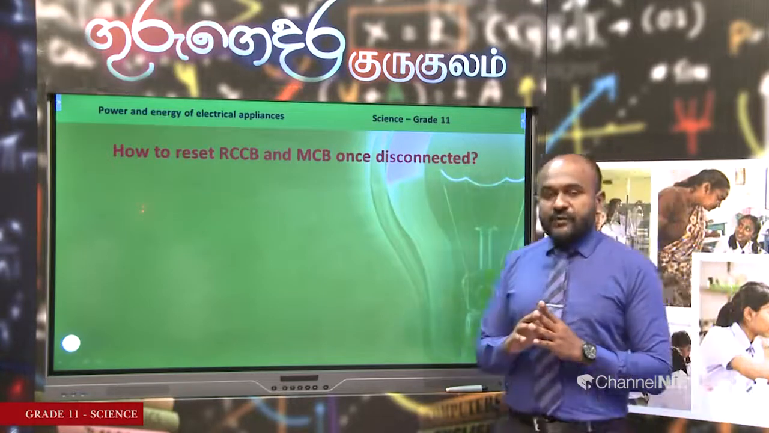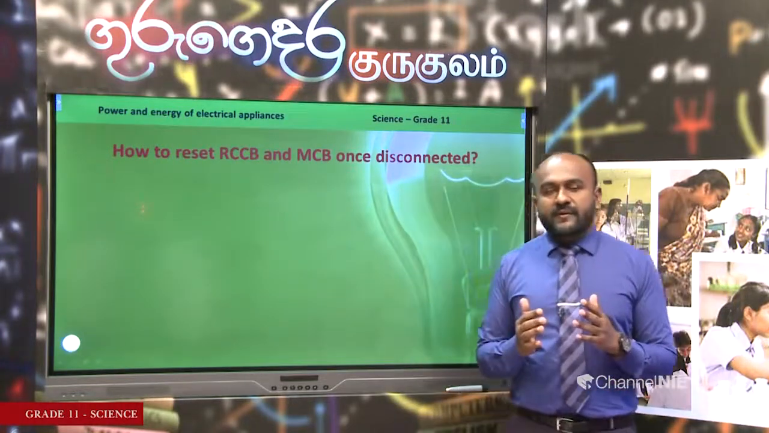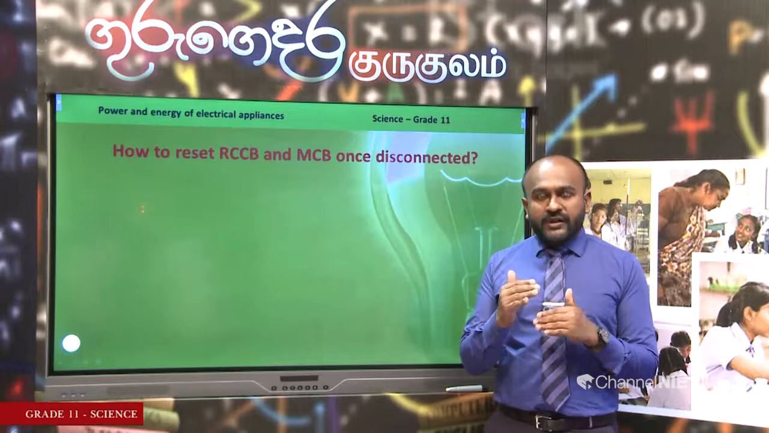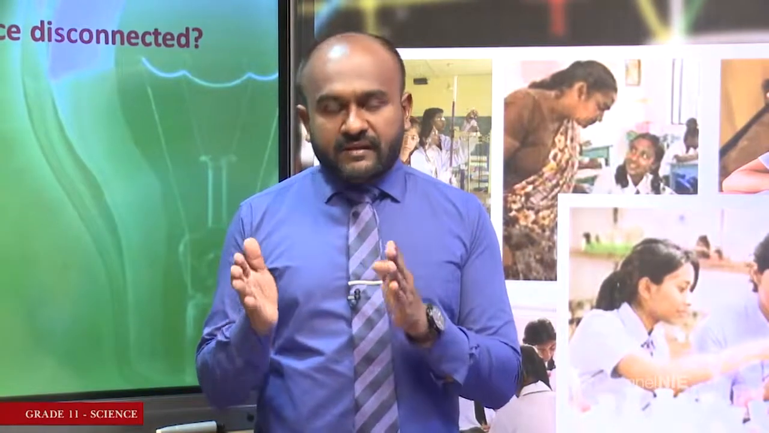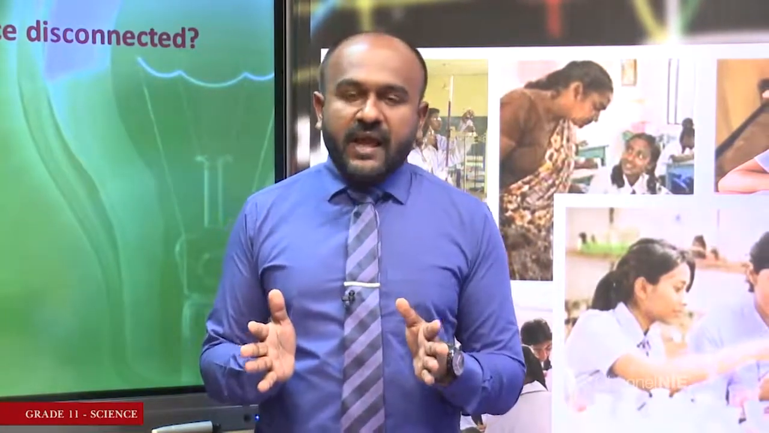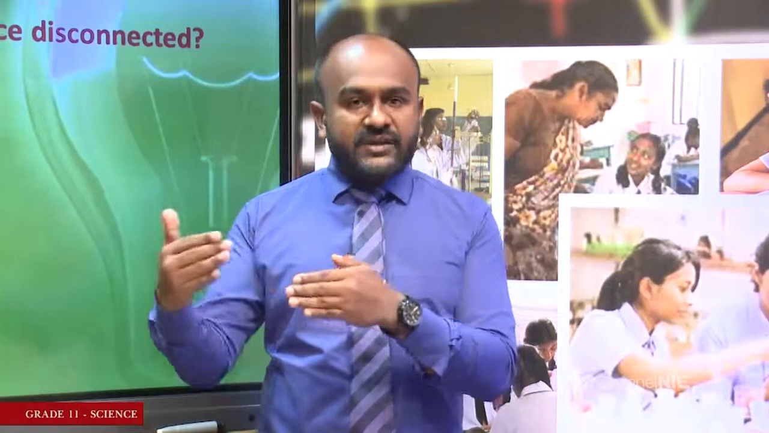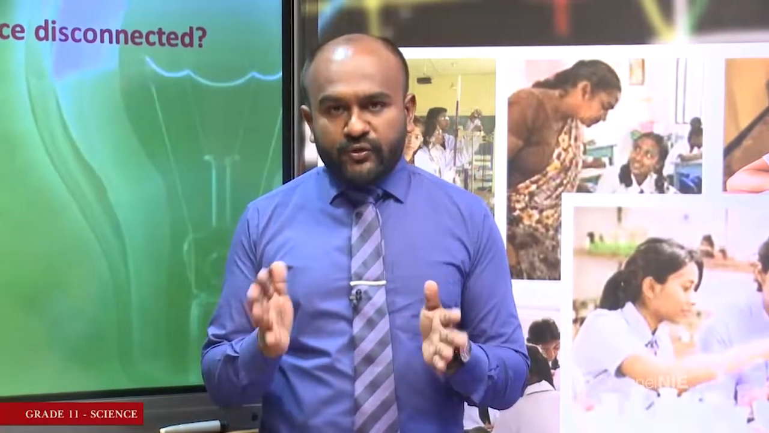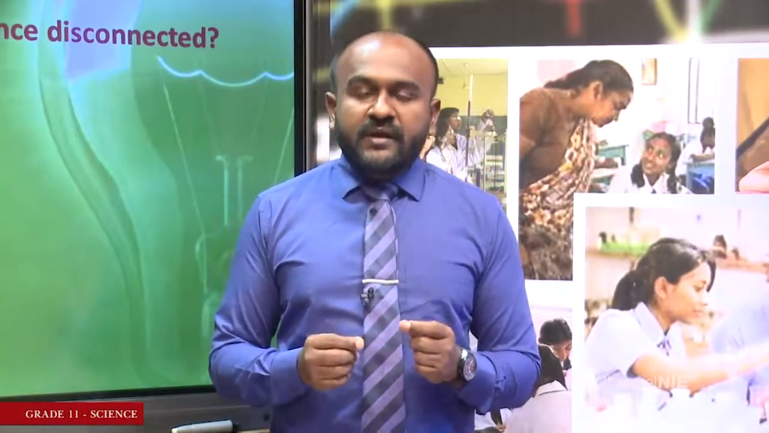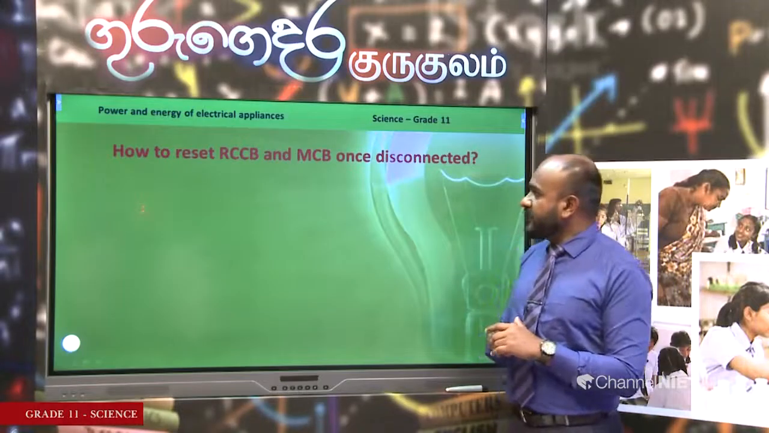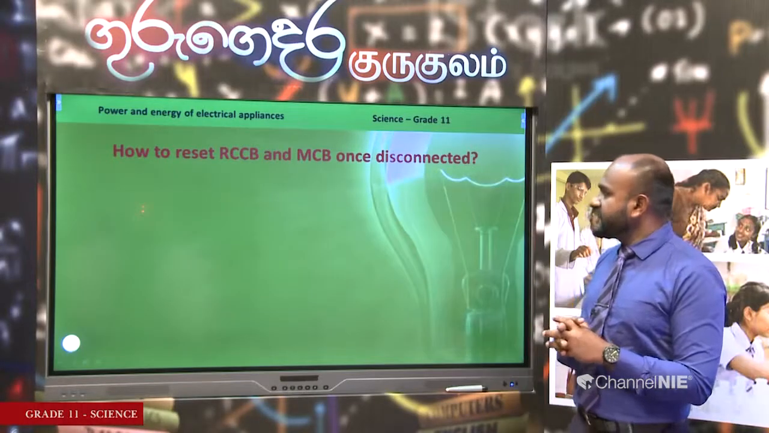Okay. So, now we have talked about what we call protective measures taken by the different circuit breakers in the domestic circuit, and also different things that we should do and that we should not do when using electricity in our houses. Okay. Now, we go to the next one, how to reset RCCB and MCB once disconnected.